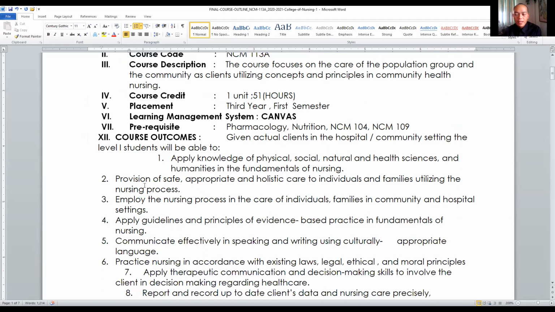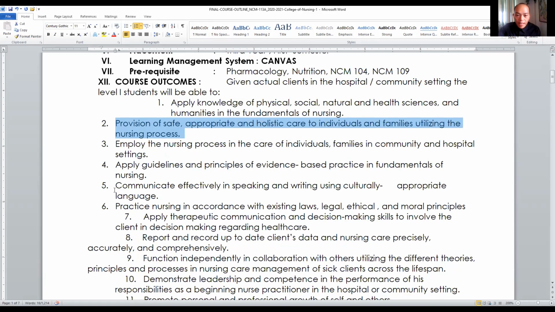Application of the knowledge, provision of safe, appropriate, holistic care for families and individuals using the nursing process. Apply guidelines and principles of evidence-based practice in the fundamentals of nursing. Communicate effectively in speaking and writing, using culturally appropriate language, because of course you will be interacting already with members of the community.